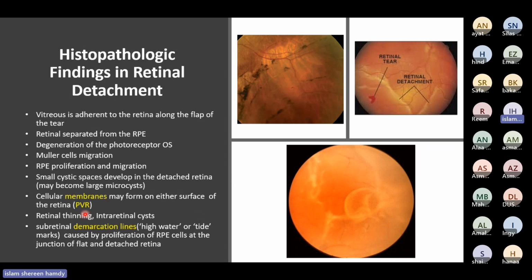And sometimes we have what we call the high water or tide mark line, or the demarcation line. This is common to happen in inferior retinal detachments. So if we have an inferior retinal detachment and the rate of progression is slow, the retina tries to heal itself. So there is proliferation of the retinal pigment epithelium to demarcate the area of the detachment and prevent it from extending to the central retina. SubhanAllah, it looks as if you have treated this patient with laser, but this patient has never had any laser treatment before. This is a trial of the retina to heal itself and prevent the area of detachment from progression. Okay.